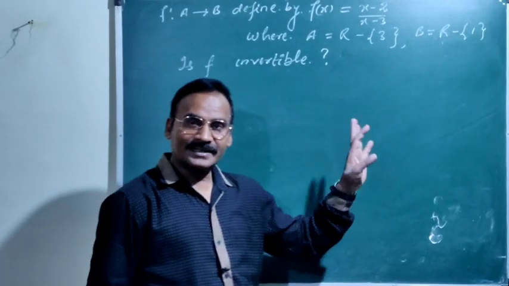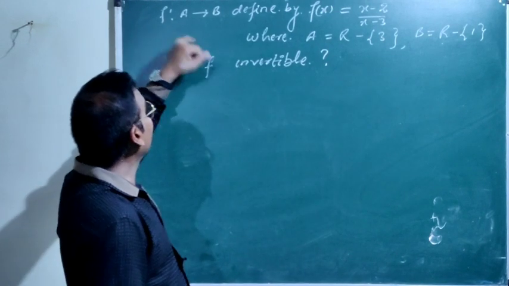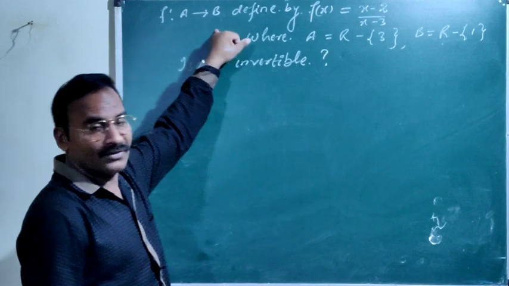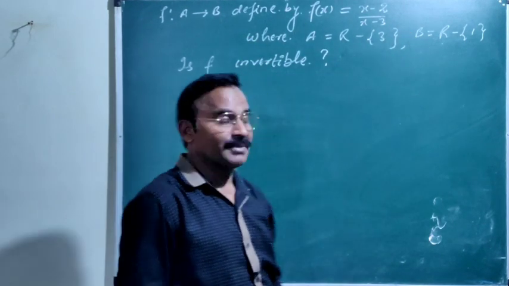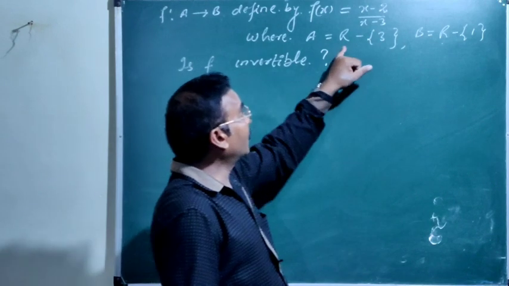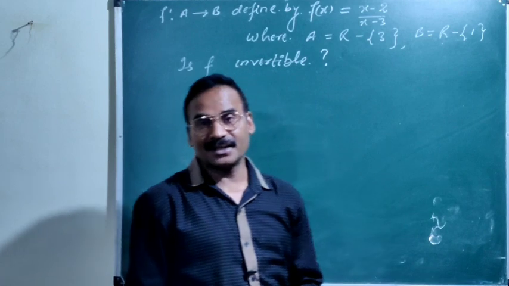Now let us discuss an example of the invertible function. The question is given: f from a to b is the function defined by f(x) equals (x minus 2) divided by (x minus 3), where a is the real numbers R minus {3} and b is the real numbers R minus {1}.